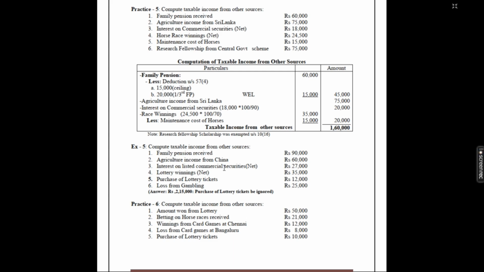Maintenance cost of horses. Here, the actual race winnings amount is how much? 24,500 into 100 by 70, that is 35,000. Here we can adjust the maintenance cost of horses, 15,000.